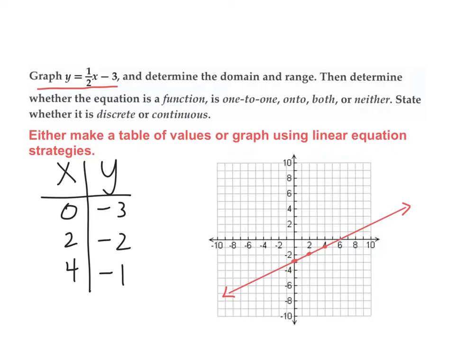Is this discrete or continuous? Right, we connected the points, it is continuous. We can answer that. It is definitely continuous. If it was just the points and we couldn't connect those points, it would be discrete. So we can answer that part.